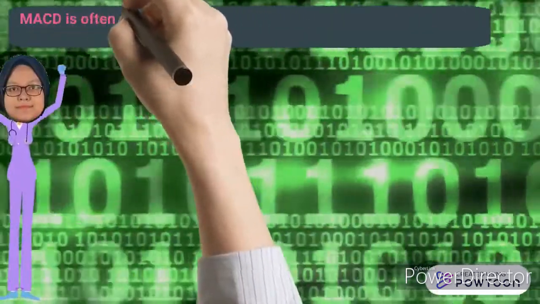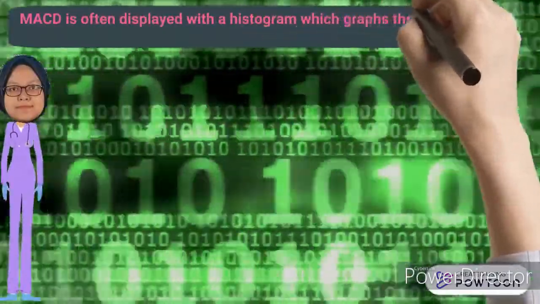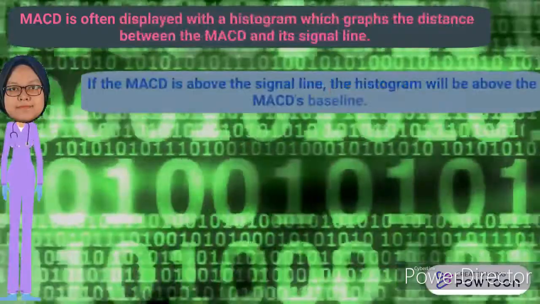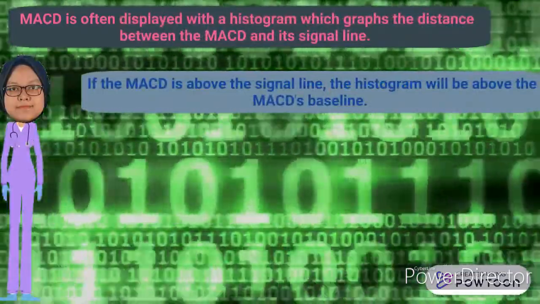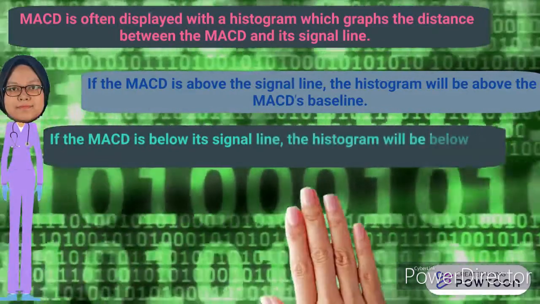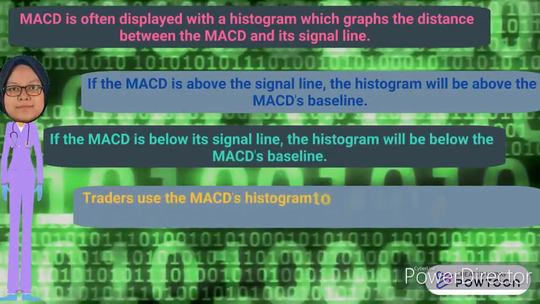MACD is often displayed with a histogram which graphs the distance between the MACD and its signal line. If the MACD is above the signal line, the histogram will be above the MACD baseline, and if below, it will be below the MACD baseline. Traders use MACD histogram to identify when bullish or bearish momentum is high.